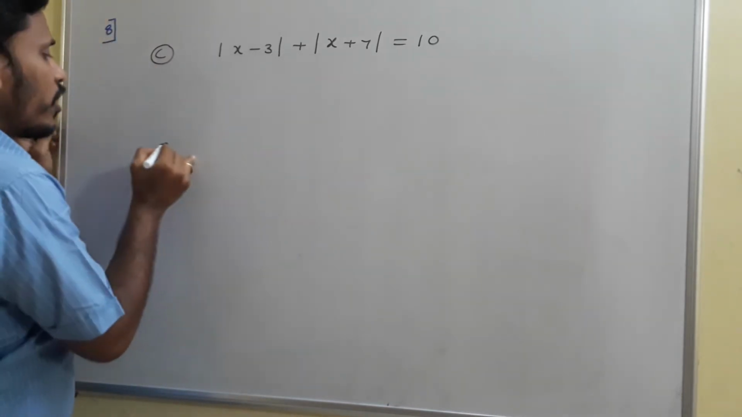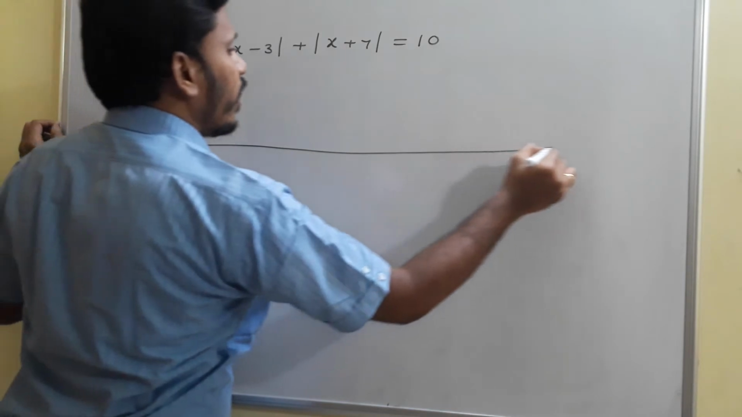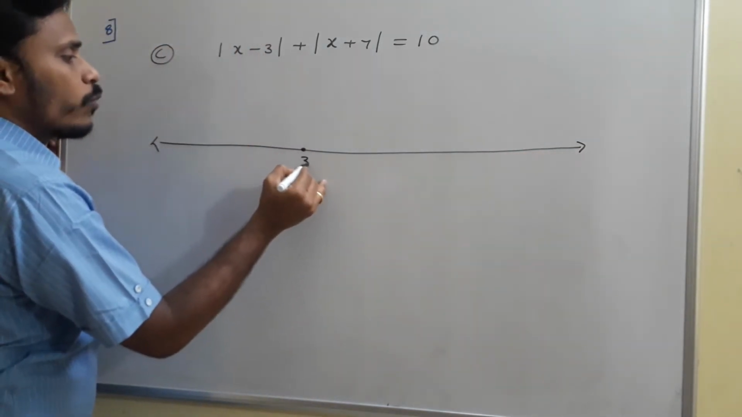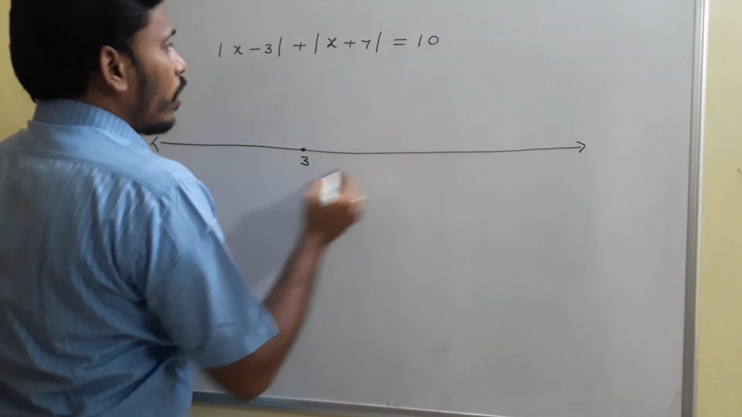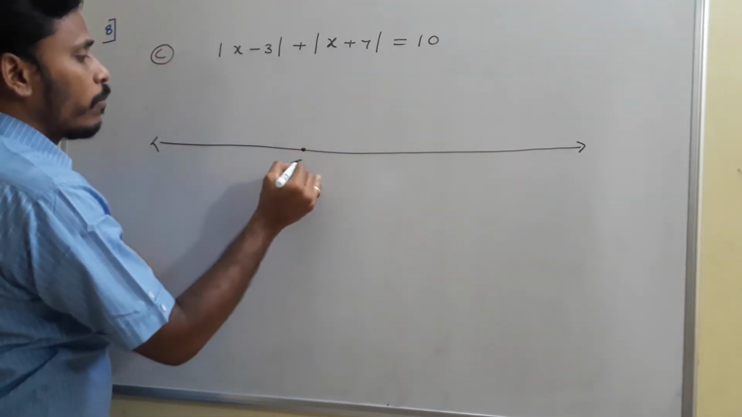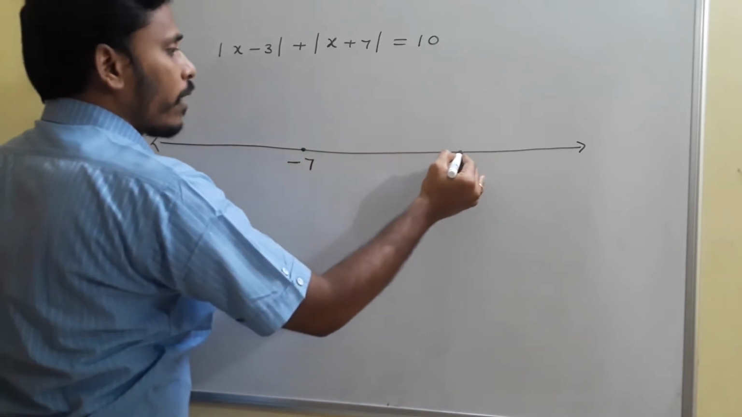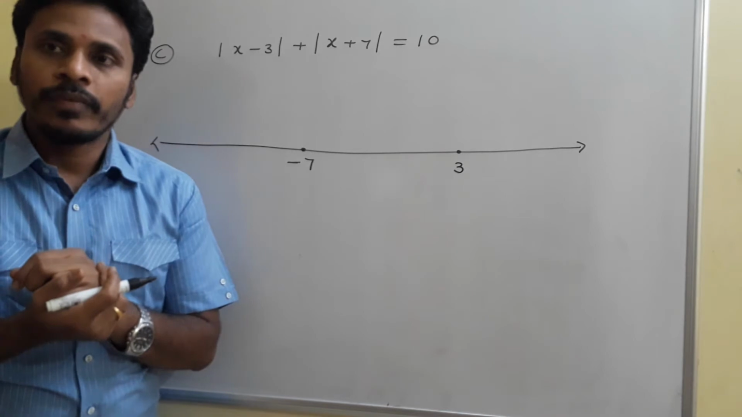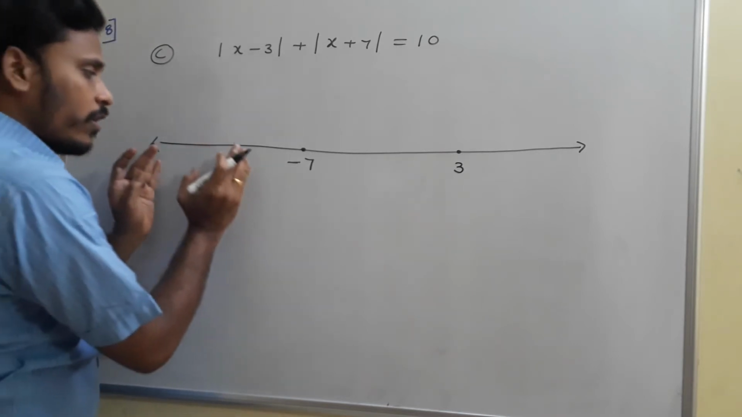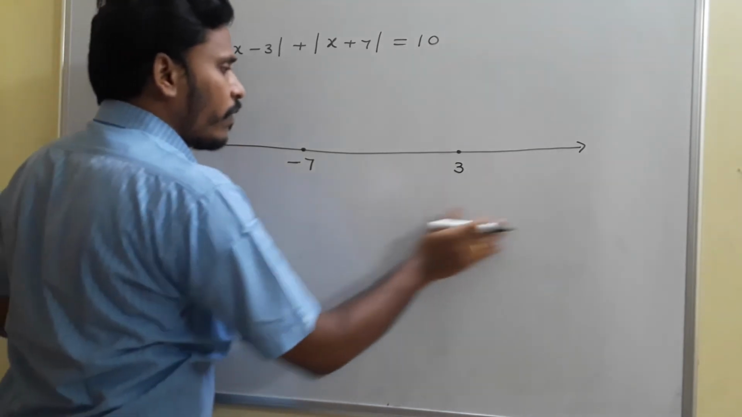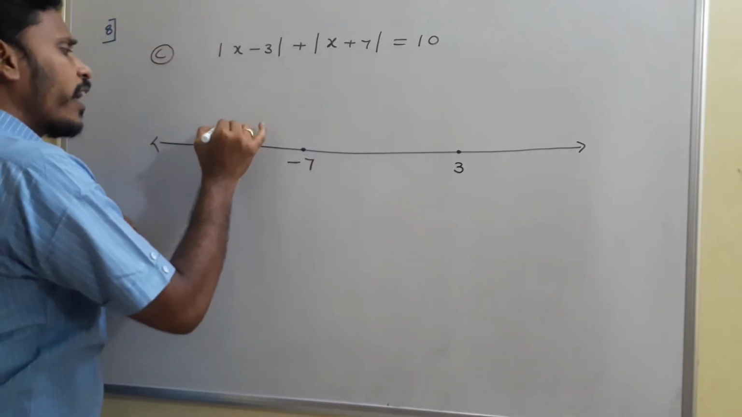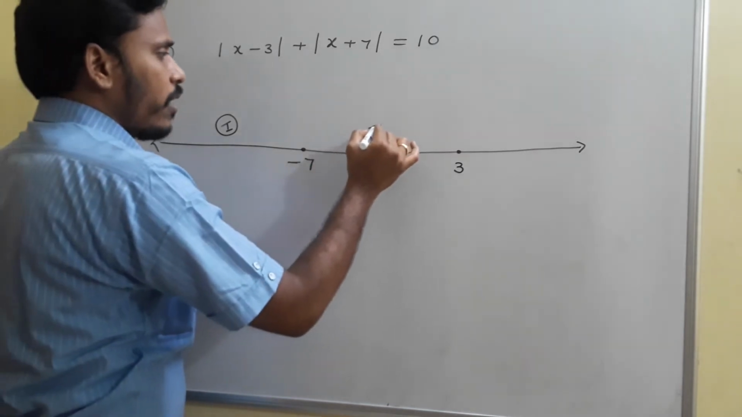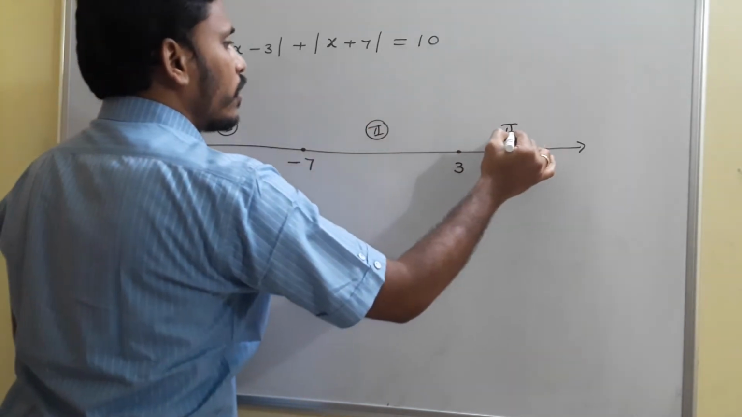So my intention is I need to divide the total number line into how many parts? 3 parts. By taking minus 7 as one boundary and 3 as the other boundary. Minus 7 is on the left side of the number line and 3 is on the right side. So this is one region, this is the other region, this is the third region, and I need to check in 3 cases. First case, second case and third case.